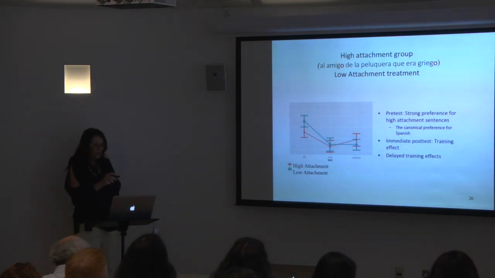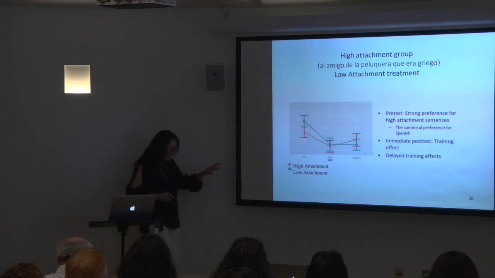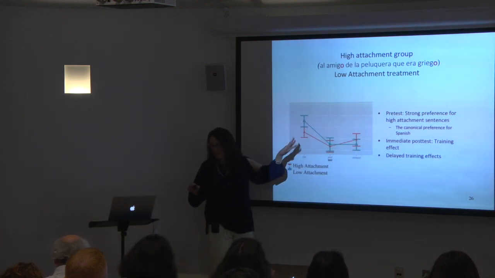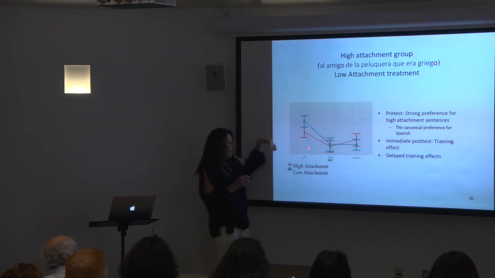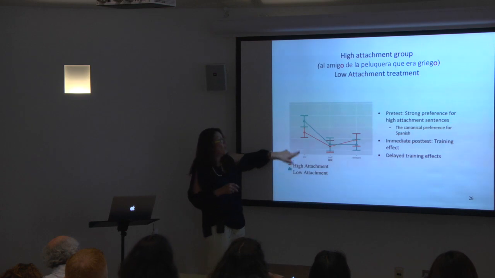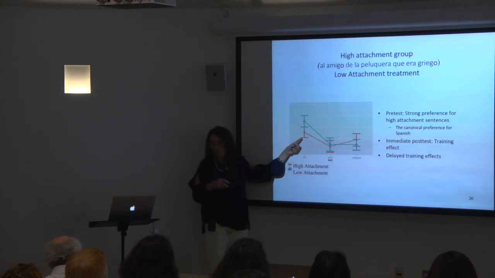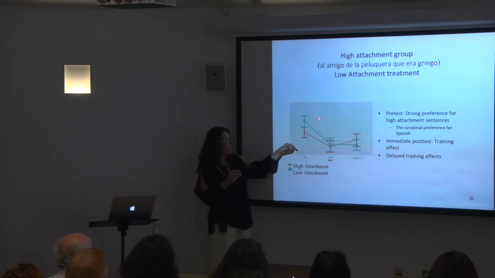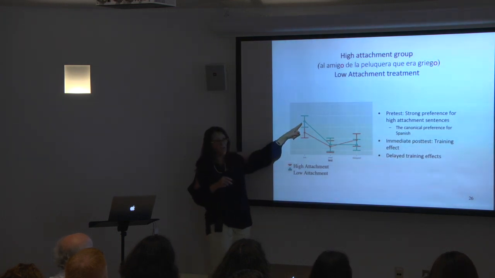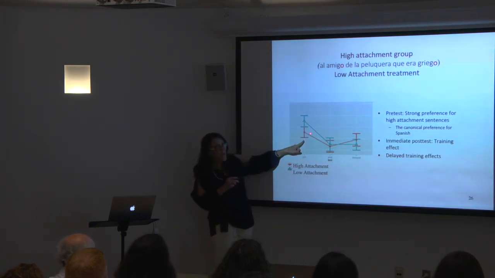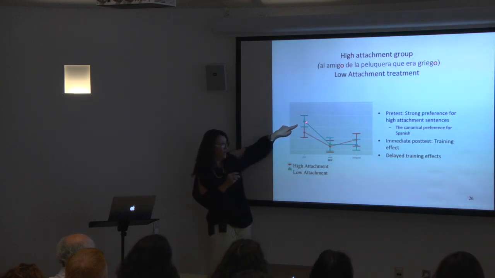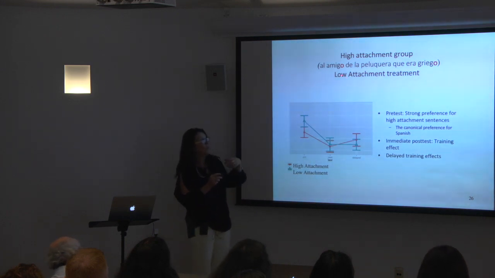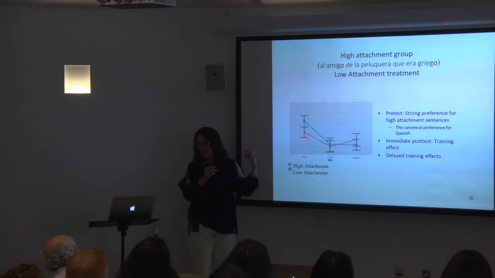What I'm showing you here are the results. Don't worry too much about what all those lines mean. I'll walk you through how you need to read these graphs. So the red represents the high attachment structures. The blue represents the low attachment structures. And these are the high attachers group. So these are people that prefer to interpret amigo, griego, to refer to amigo.